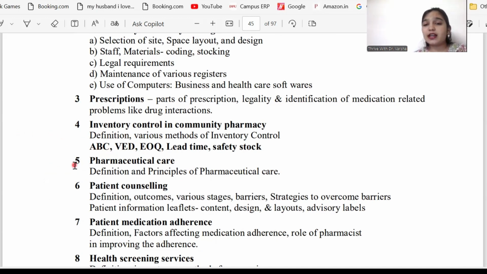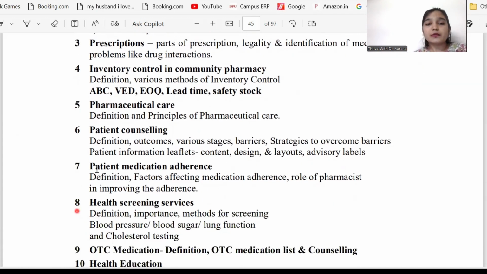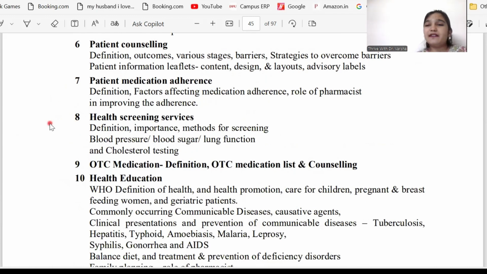Then pharmaceutical care, again 5 marks. Patient counseling, now this will be again for 2 and 10 marks. The seventh chapter will be again for 2 and 10 marks. Every chapter will be for 2 marks. They can ask any definition or type or classification from that. So you can think that each and every chapter is for 2 marks. If you have studied for 10 marks, then you can write it easily.